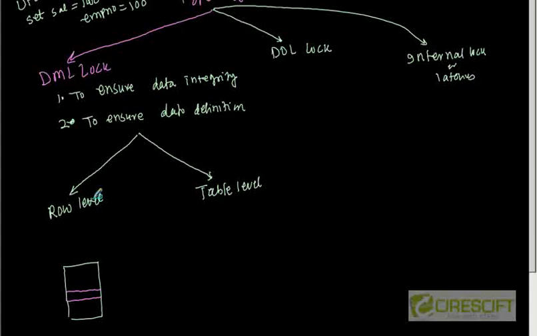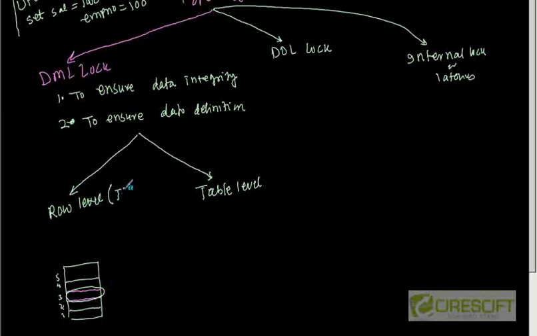Let's say this is one row, this is the other row, and this is another row, and so on. So rows 1, 2, 3, 4, 5. Assume that only 5 rows are there in this data block. Whenever we give this kind of statement, we are going to lock this row using a row level lock.